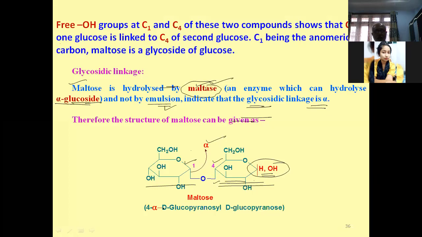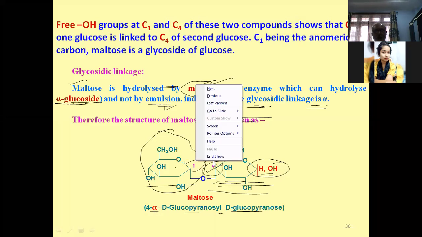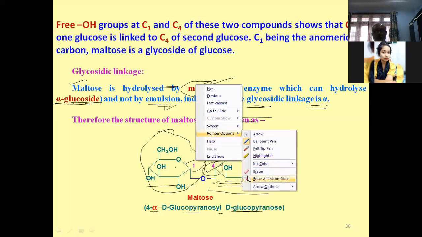So what is the name of this one? 4-alpha-D-glucopyranosyl D-glucopyranose. So this is your D-glucopyranose. To this, at the 4-carbon atom, what is the linkage given? Alpha-D-glucopyranosyl. This is your alpha-D-glucopyranosyl group attached to carbon number 4. So that is how the name has been given.